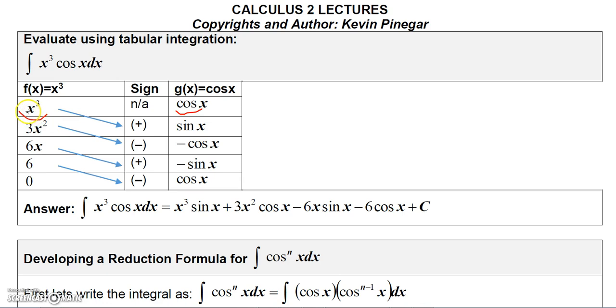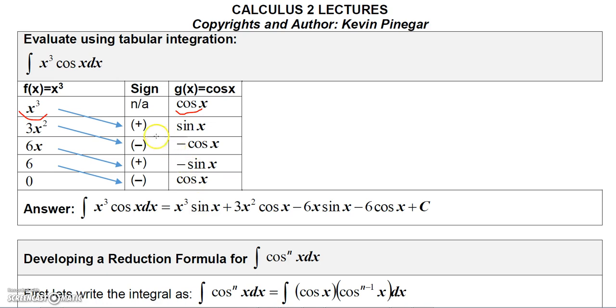and then for the u function I know that u is x cubed, the derivative of x cubed is 3x squared, the derivative of 3x squared is 6x, the derivative of 6x is 6, and then finally the derivative of 6 is 0. And then over here I can integrate. So if I integrate cosine x, I get sine x. If I integrate sine x, I get minus cosine x. If I integrate minus cosine x, I get minus sine x. And then if I integrate minus sine x, I get plus cosine x.